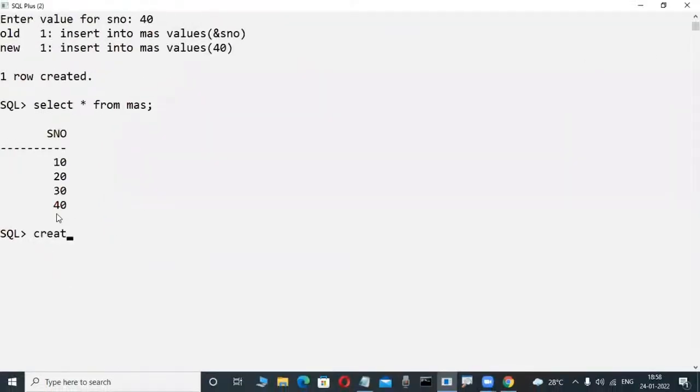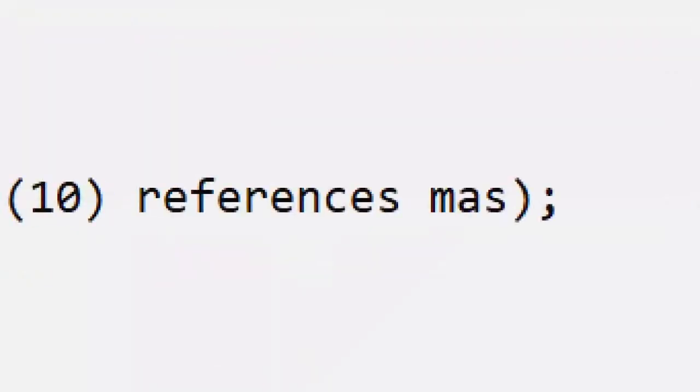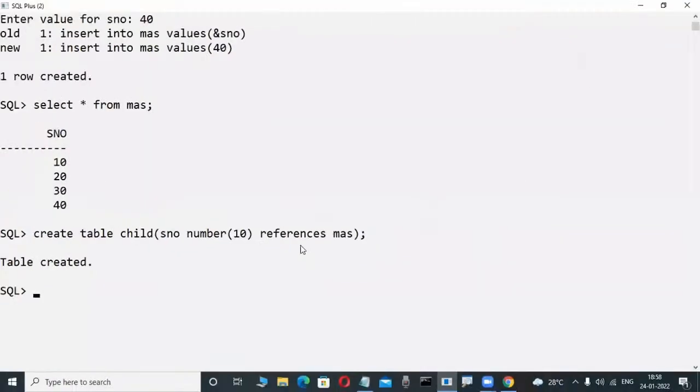Again, I try to create a child table. In the future you will also create some child and master tables. So many things are there, and some clauses like references and on delete cascade. So many clauses are there, don't worry.